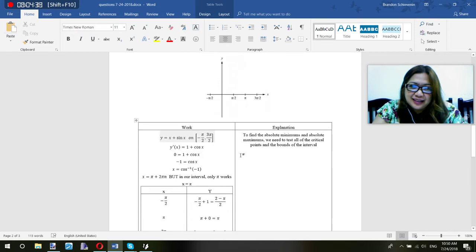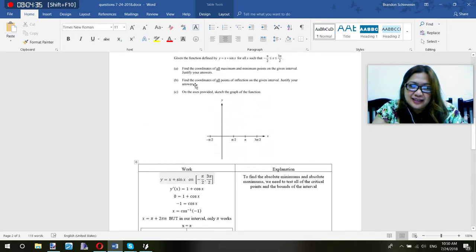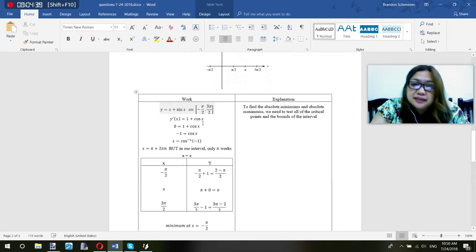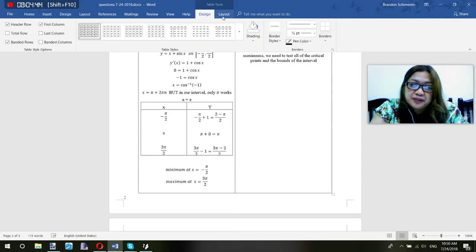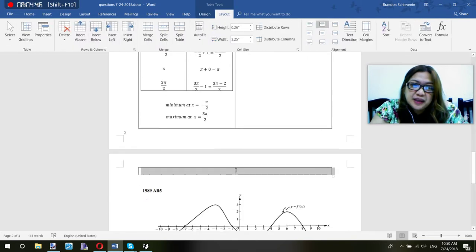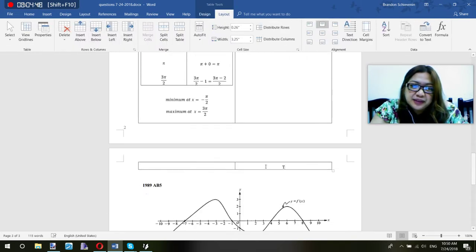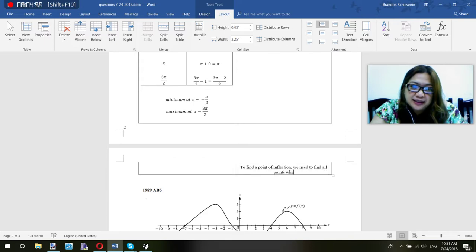So that leaves us with part B and C. Part B says find all points of inflection on the interval and then justify the answers. So how do I find a point of inflection? To find the point of inflection, I need to get the second derivative. So I need to get the derivative of y prime, which is equal to 1 minus cosine x.